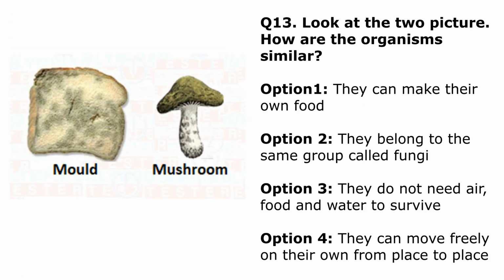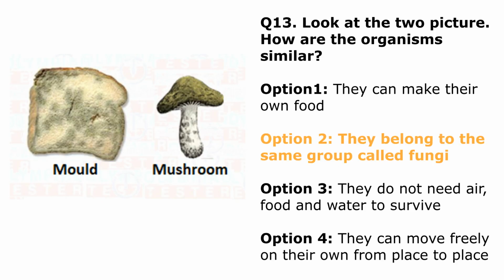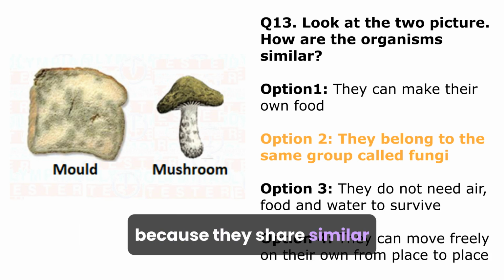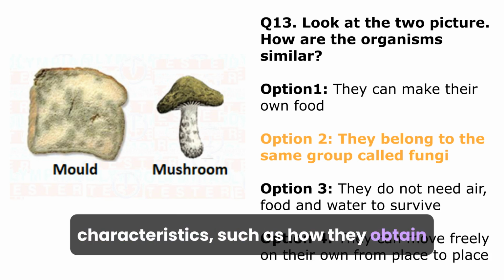Next question. Look at the two pictures. How are the organisms similar? Option 2 is true. Both organisms are classified as fungi because they share similar characteristics, such as how they obtain nutrients and reproduce.